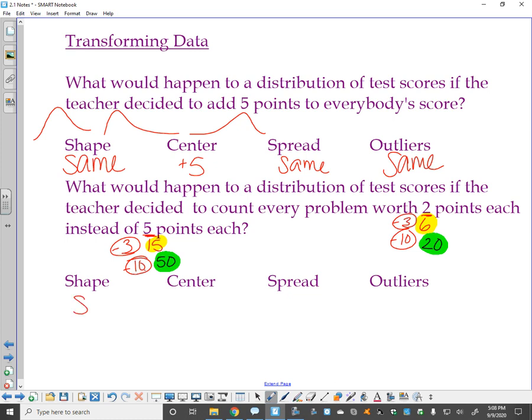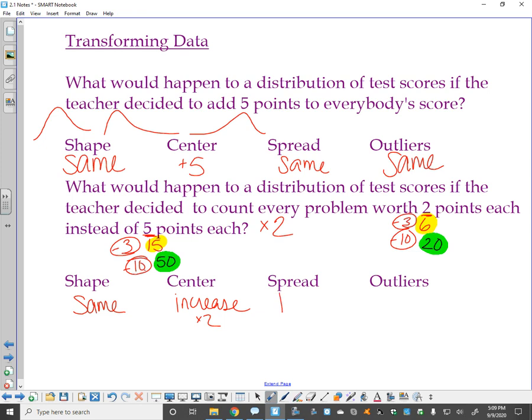The shape is going to stay the same. If you're right skewed or left skewed or symmetrical, that part is going to stay about the same. It's really not going to change. Your center is going to increase, but you don't know by how much. Now if you say you want to multiply everything by 2, then it would increase by a multiple of 2, by a factor of 2.